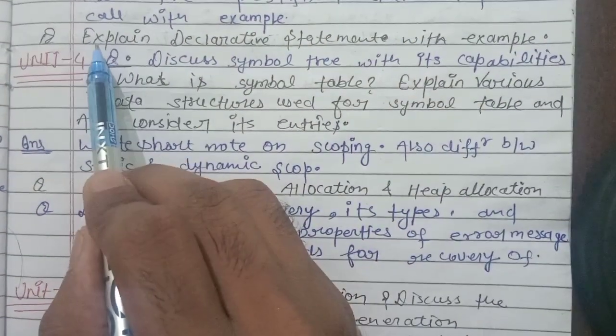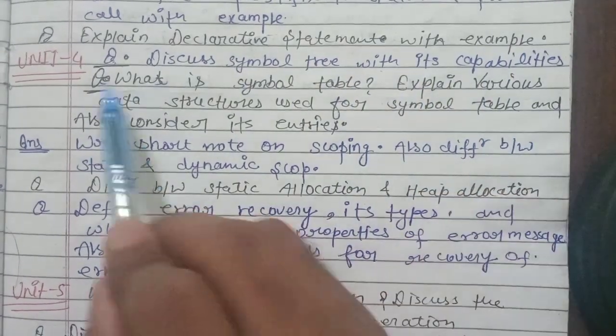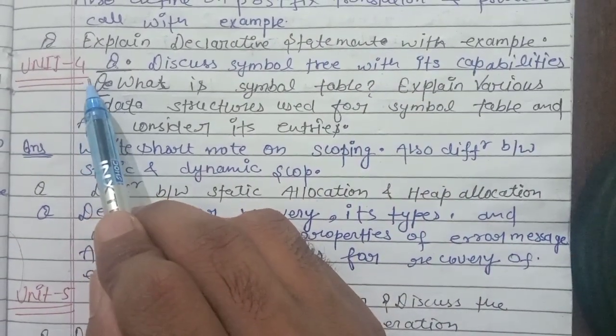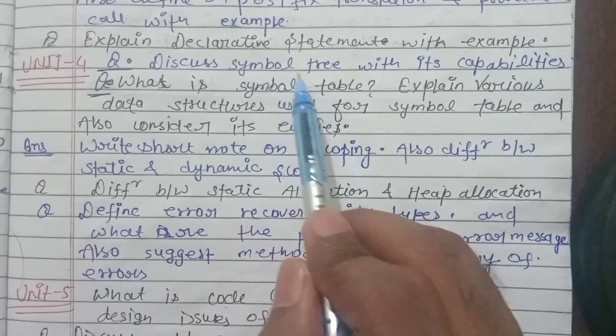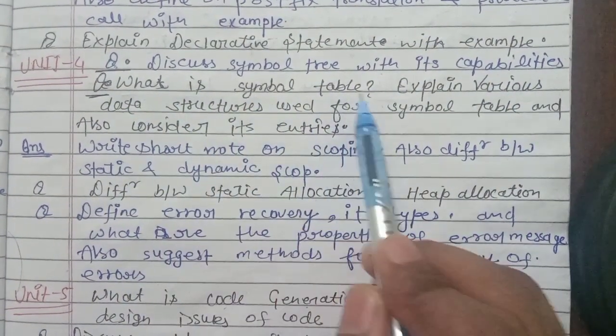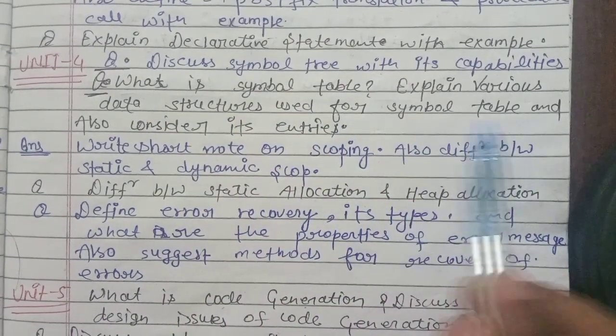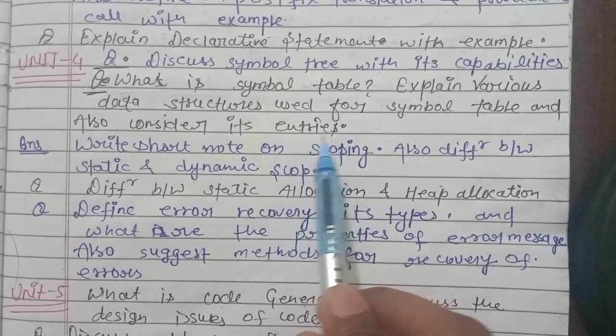And the last question of unit 3: explain declarative statement with example. And let's start unit number 4. Discuss symbol table with its capabilities. What is the symbol table?